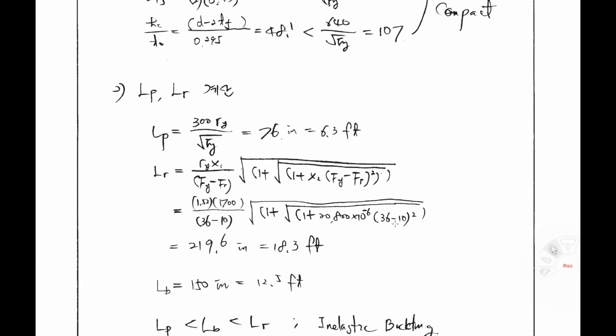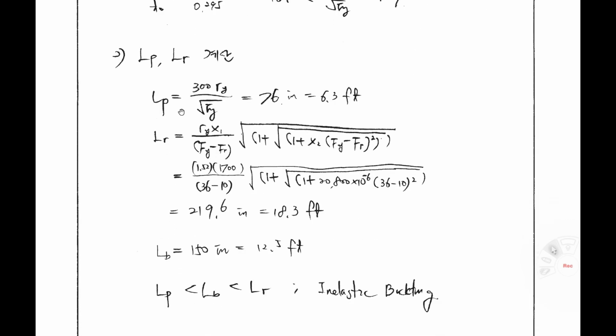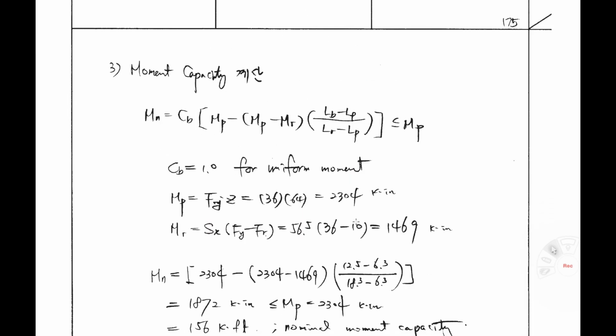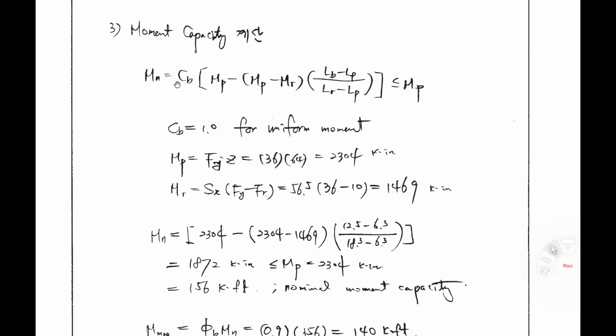So let's calculate Lp and Lr. This is Lp, and this is Lr, by the standard equations. The unbraced length is 115 inches, which is 12.5 feet. So your unbraced length is between Lp and Lr, 6.3 and 18.3 feet, this range. That means this beam fails by inelastic buckling. Then you have to calculate the inelastic buckling. Mn equals Cb times Mp minus Mp minus Mr, this equation, right? This is a uniform end moment.